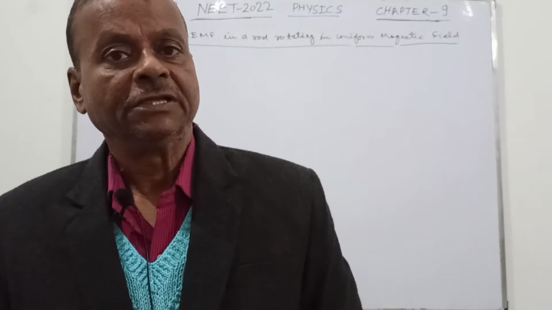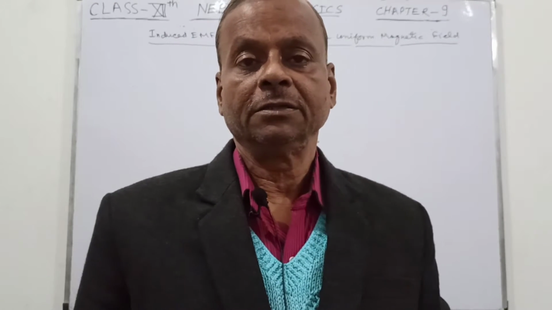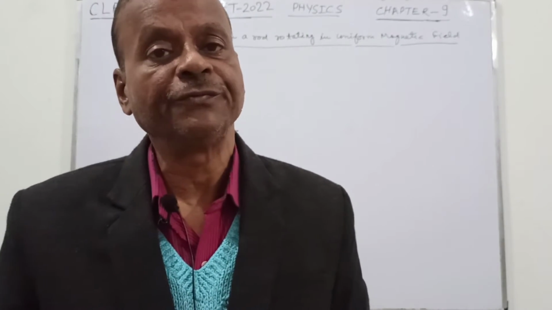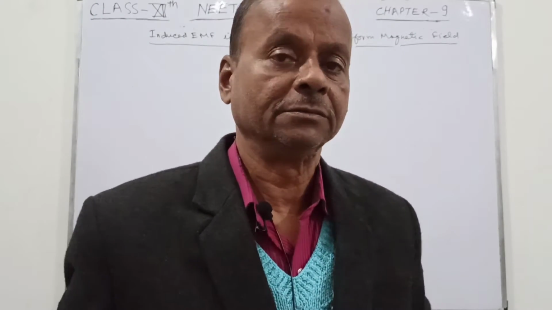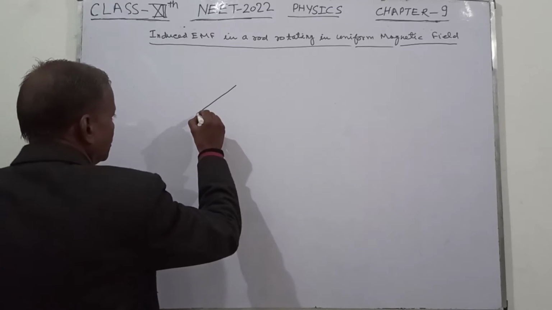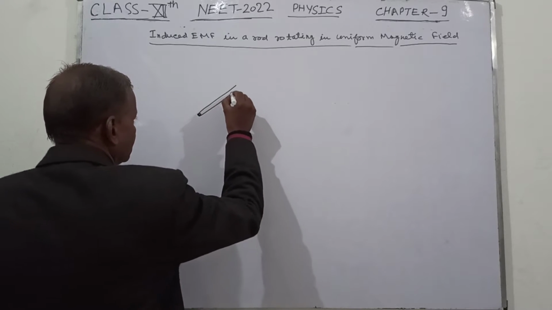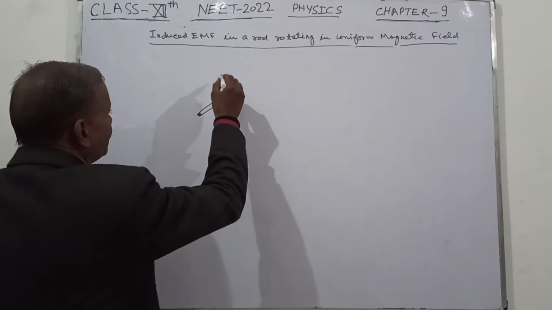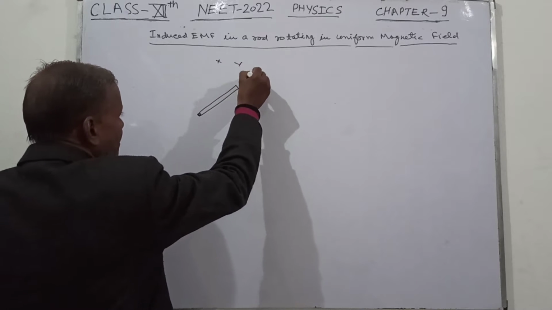Now we have the topic: the induced EMF in a metallic rod rotating in a uniform magnetic field. Let this be the rod of length L. This is the rod. This is the magnetic field.